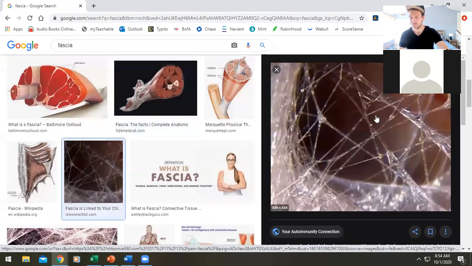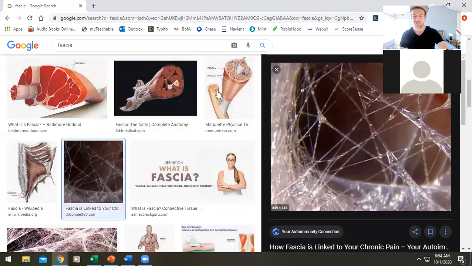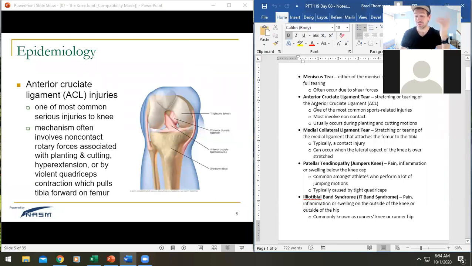Oh, look at that. That's kind of cool. I'm sure that's not actually a zoomed in picture of fascia. I'm sure that's totally its own thing, but that's what it probably looks like.